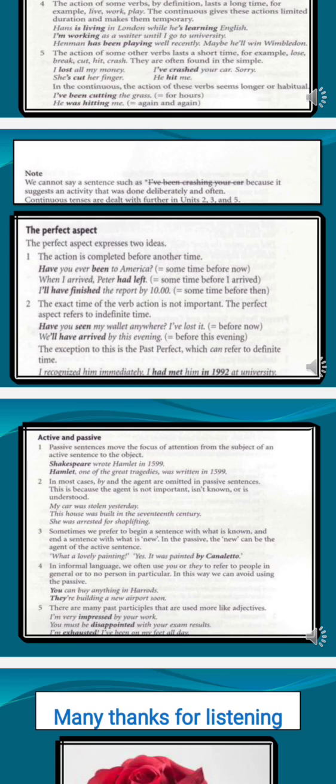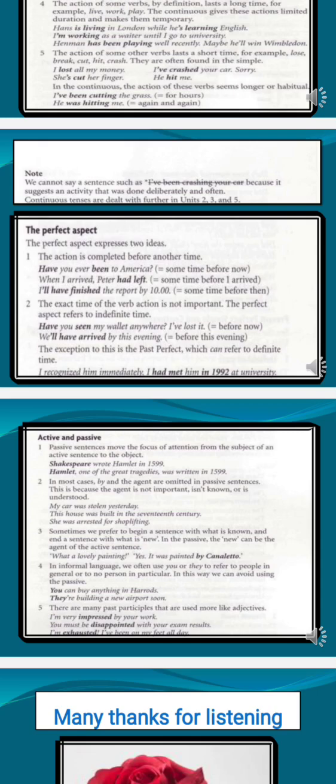We have now the perfect aspect. The perfect aspect expresses two ideas. Number one, the action is completed before another time. For example, "Have you ever been to America?" It means sometime before now.